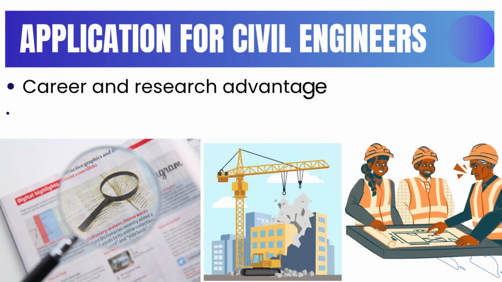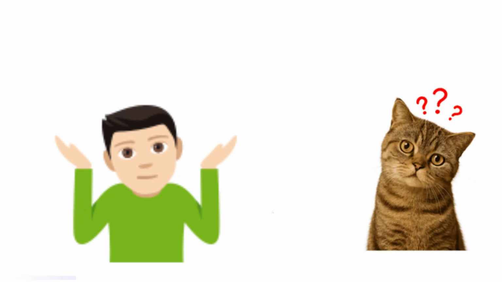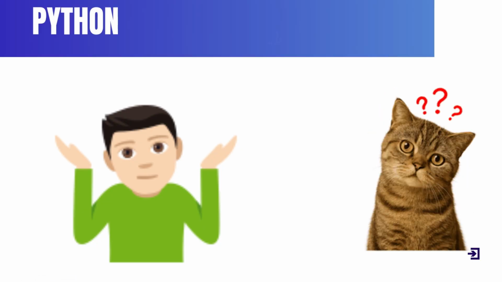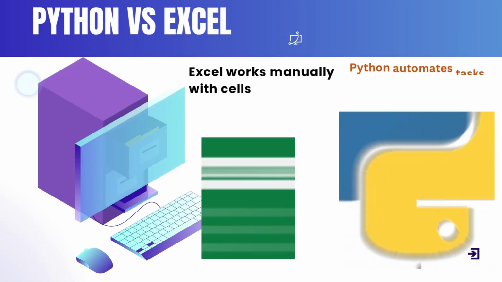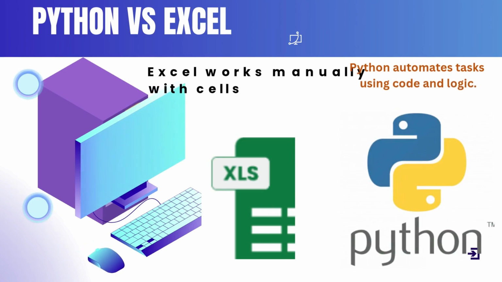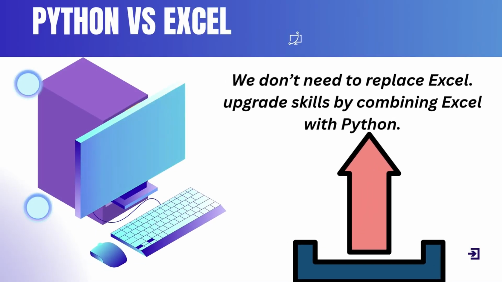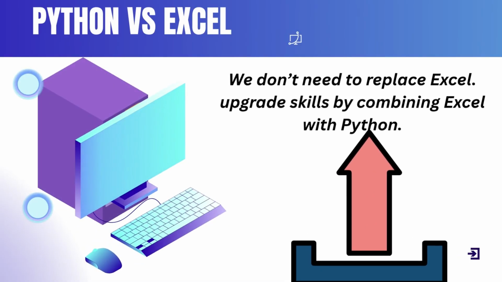Another application of Python is career and research advantage for civil engineers. Confused? Python versus Excel. Excel works manually with cells, while Python automates tasks with code and logic. So we don't need to replace Excel, we just need to upgrade our skills.